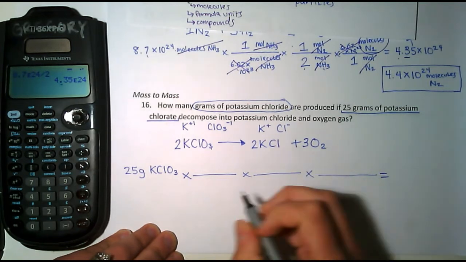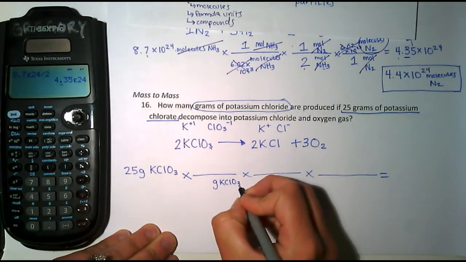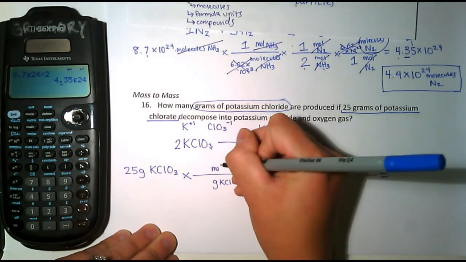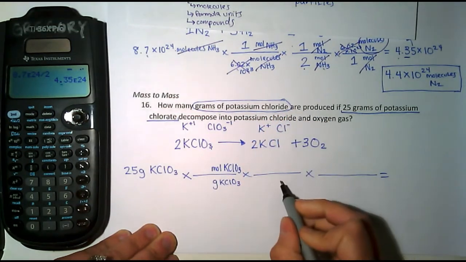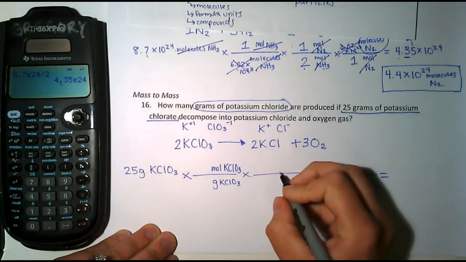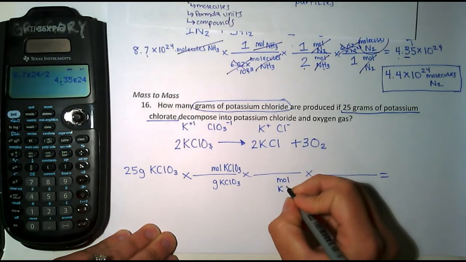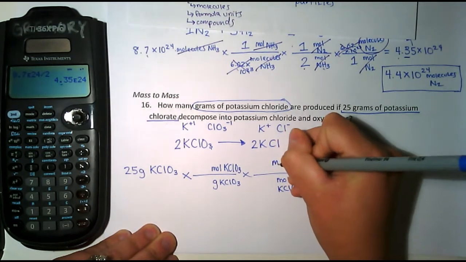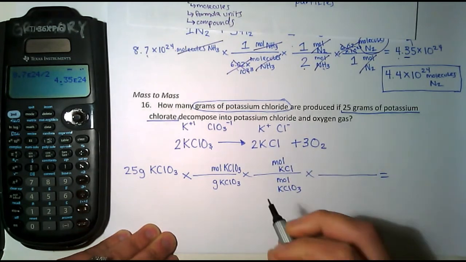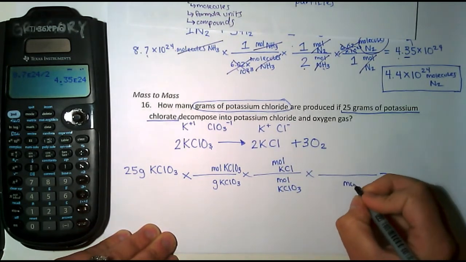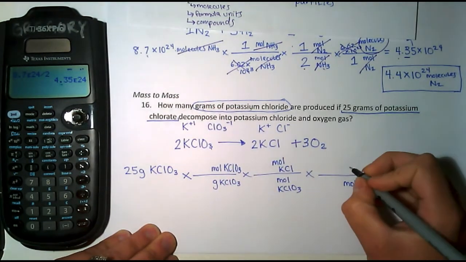Then my equal sign. My first step is going to take grams of KClO3 to moles of KClO3. Then my second step is going to take moles of KClO3 to moles of my new thing, so moles of potassium chloride, KCl. And then my third conversion factor is going to take moles of KCl into grams of KCl.